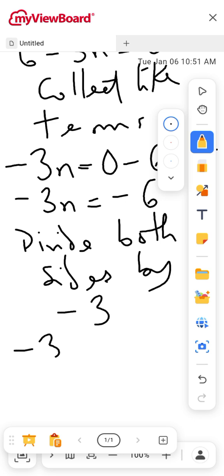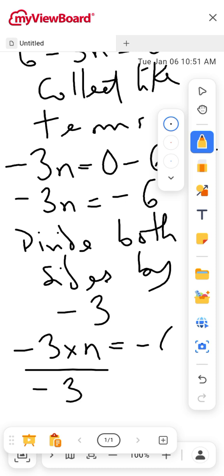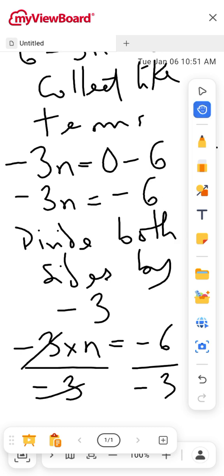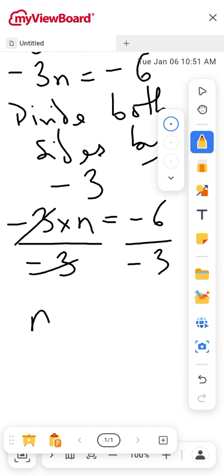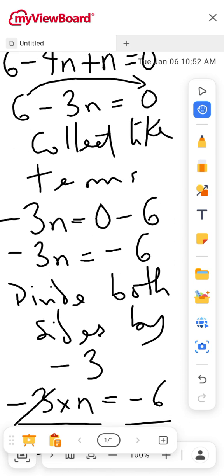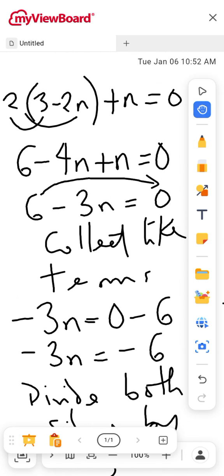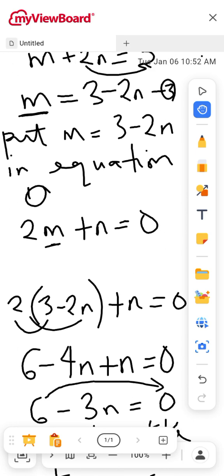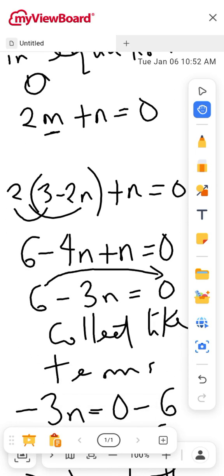So that I have minus 3 multiplied by n over minus 3 equals minus 6 over minus 3. Minus 3 cancels minus 3, so that I have n equals minus 6 over minus 3. Minus cancels minus, that's plus. 3 goes into 3 once, 3 goes into 6 twice. So this way, you have been able to get your n. n is equal to 2. Don't forget that the aim of any simultaneous equation is for us to get the values of m and n.